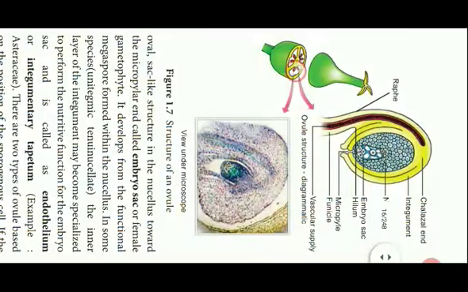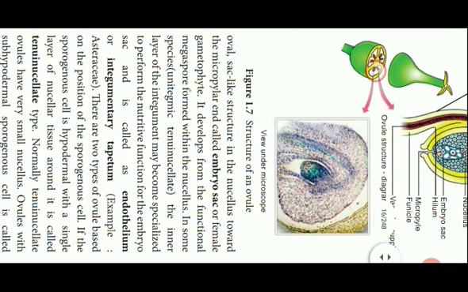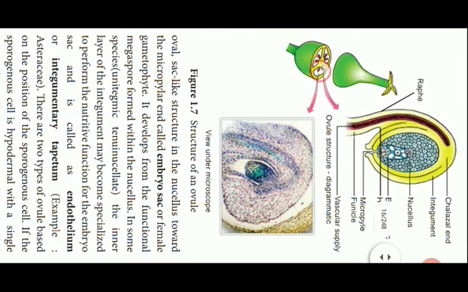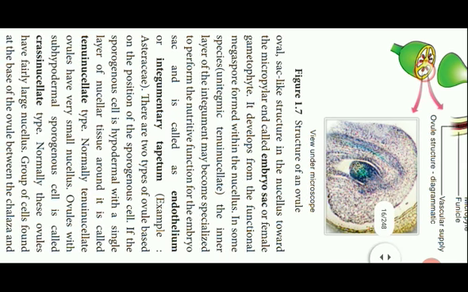The inner layer of the integument becomes specialized to perform the nutritive function of the embryo sac, and it is called endothelium or integumentary tapetum. They may ask in 2 marks, what is endothelium or integumentary tapetum? This we can see in the family Asteraceae.